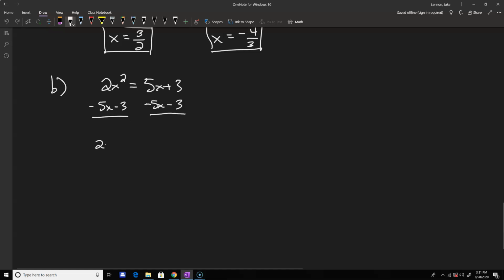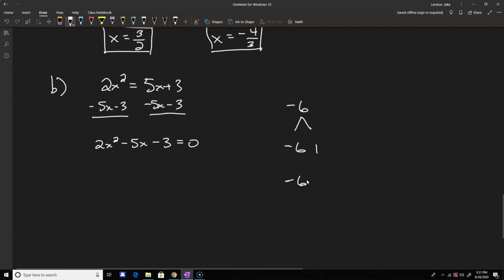So we have 2x squared minus 5x minus 3 equals 0. And we go through the same procedure. So we start by multiplying the first number with the last number. So 2 times -3 is -6, and we want two numbers that multiply to -6 but add up to -5. So that's actually just -6 and 1.